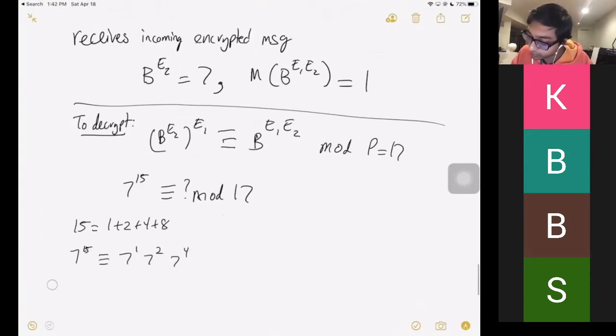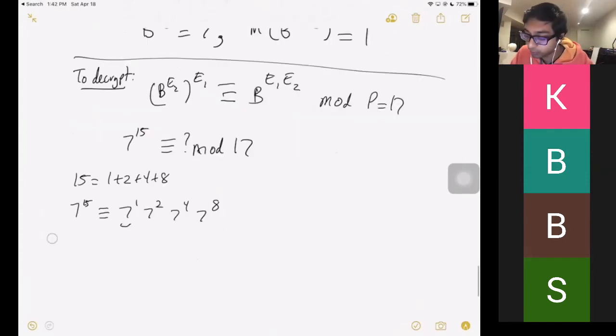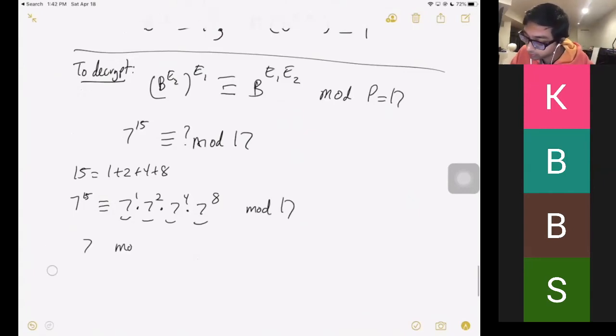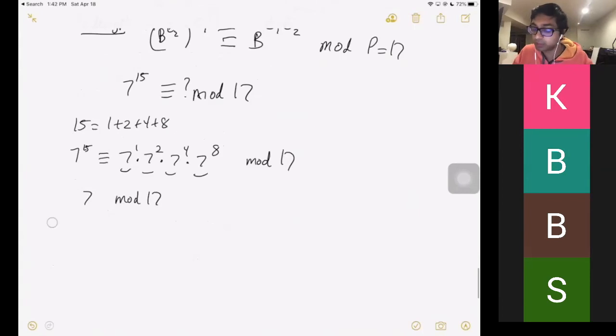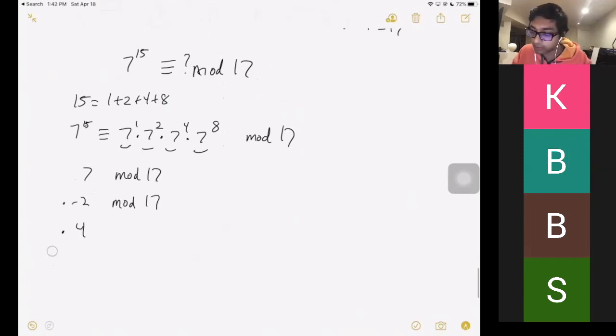So 7 mod 17, right? Then we have 49 mod 17, which is negative 2, since 51 is a multiple of 17, right? And then we get 4. And then 4 squared is 16, which is minus 1, right? So then we put this all together. And what does this give us? It gives us 8, 56.